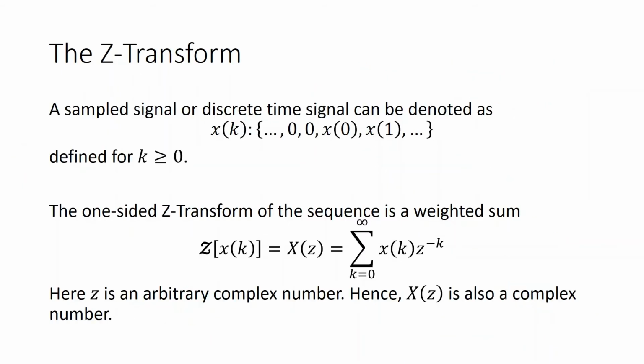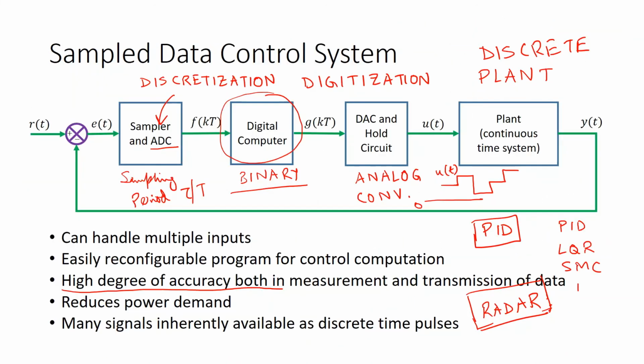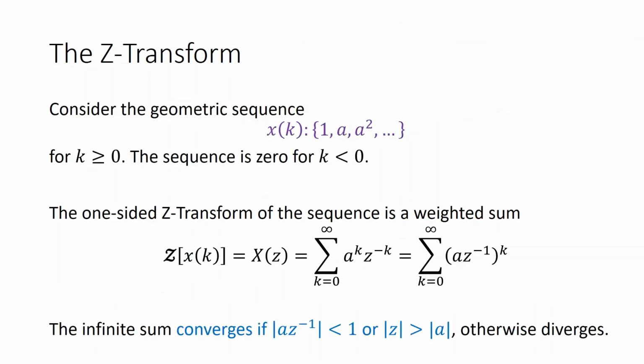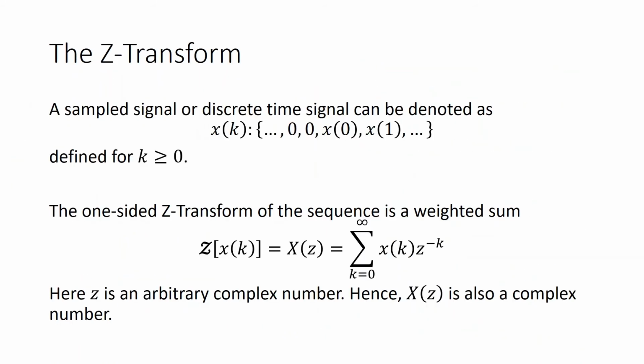Now comes the story of the Z transform. After we understand how exactly the sampled data control system loop works, the working of the sampler and ADC, and then the DAC and ZOH circuit, we now come to understanding how we are going to analyze these sampled data control systems. The analysis can be in time domain, and the analysis can be in frequency domain.